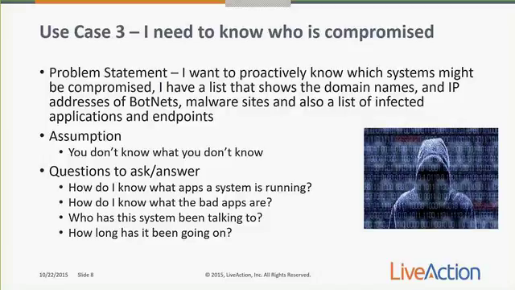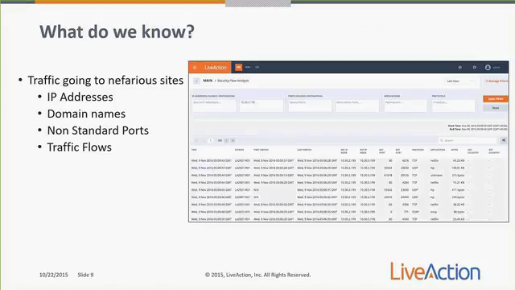Questions that we need to ask are, how do we know what apps are really running in our network? How do I know what the bad apps are? Who has this system been talking to, and how long has it been going on? So what's the solution? What we can do is take advantage of the brand new security flow analysis story.